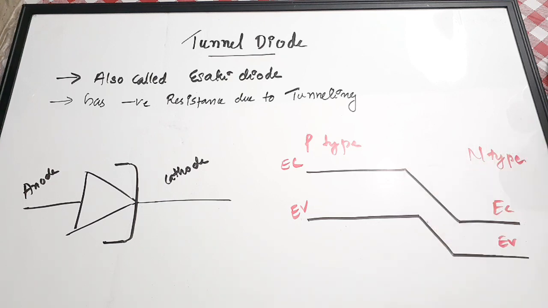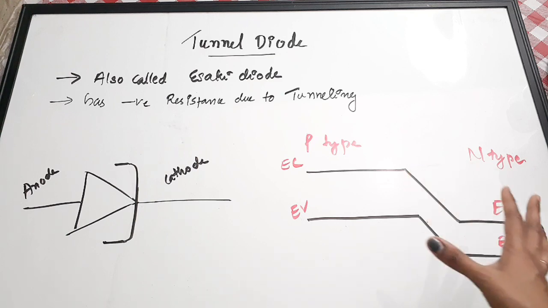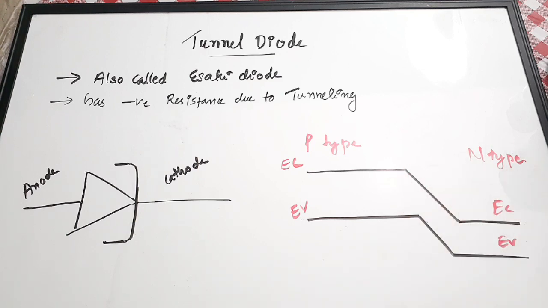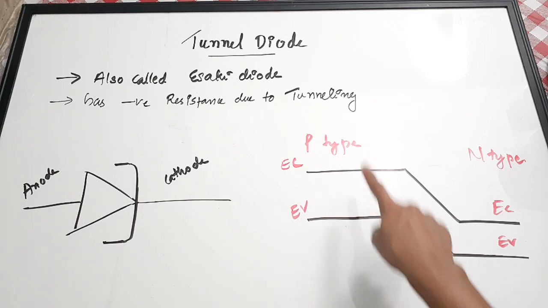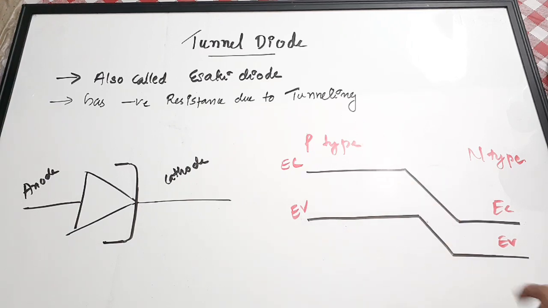If you see the structure of a tunnel diode, it is a diode. It has a p-type semiconductor and an n-type semiconductor joined together to form a diode junction. If you closely observe the p-type and n-type material, this is the valence band of the p-type material, and this is the valence band of the n-type material.